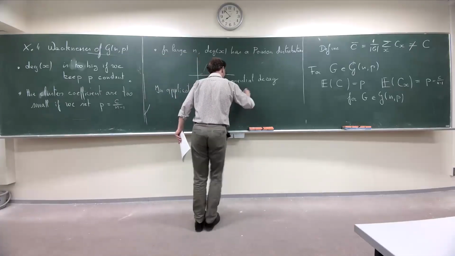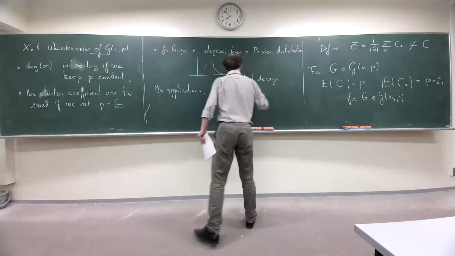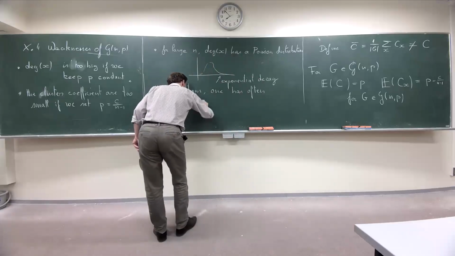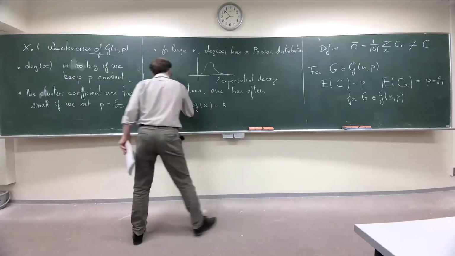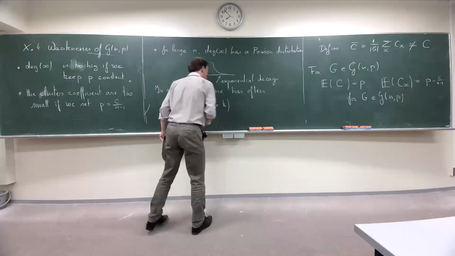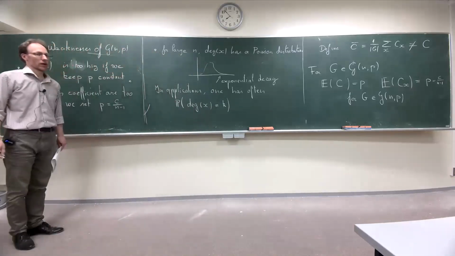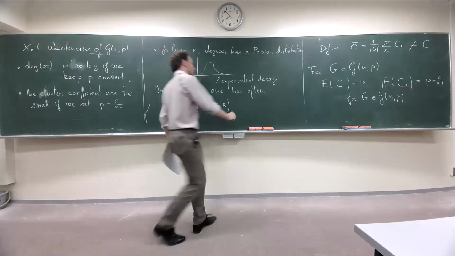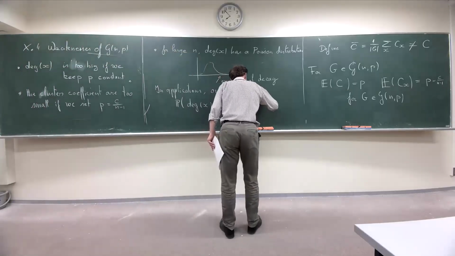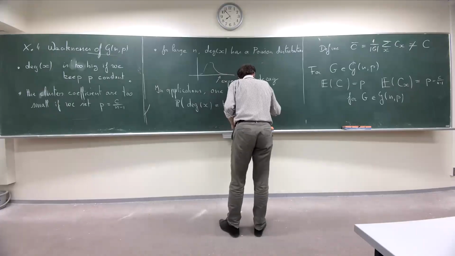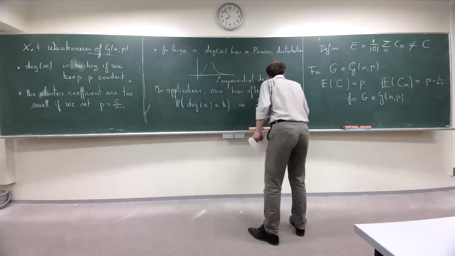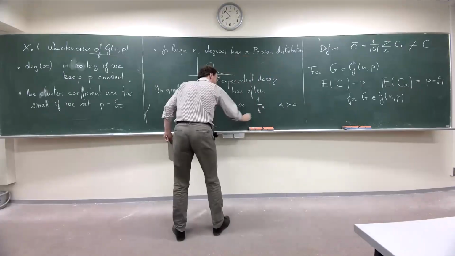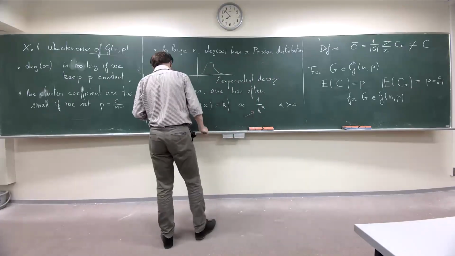One often has that the probability that the degree of X is equal to K, when K is large, does not have exponential decay. We would like to have something of the form 1 over K to the power alpha. It's called a power law.